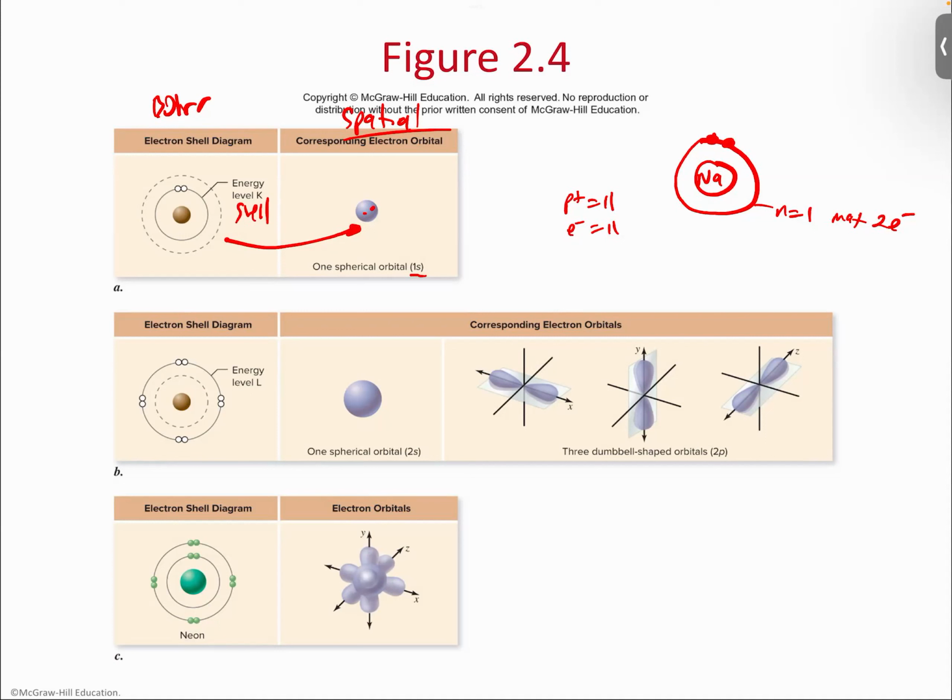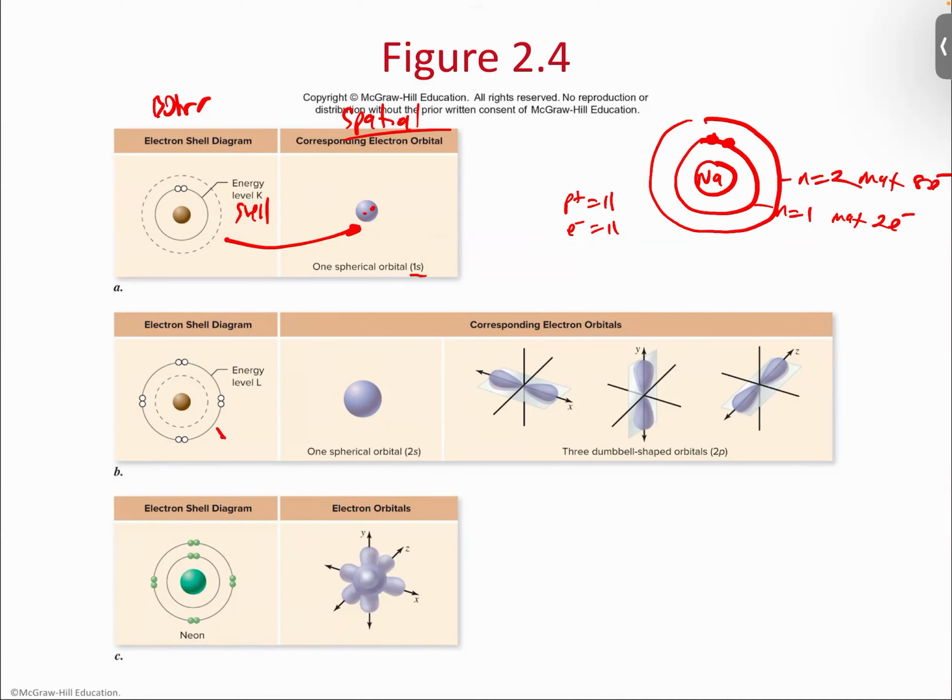Yeah, so what do we do? We open up another shell. So let's open up another shell. This is going to be n equals 2. Now, from here on out, you have a max capacity for 8 electrons. Why? Because you have more orbitals in this second shell going forward. So let's take a look at the second shell. So now we have shell number 2.